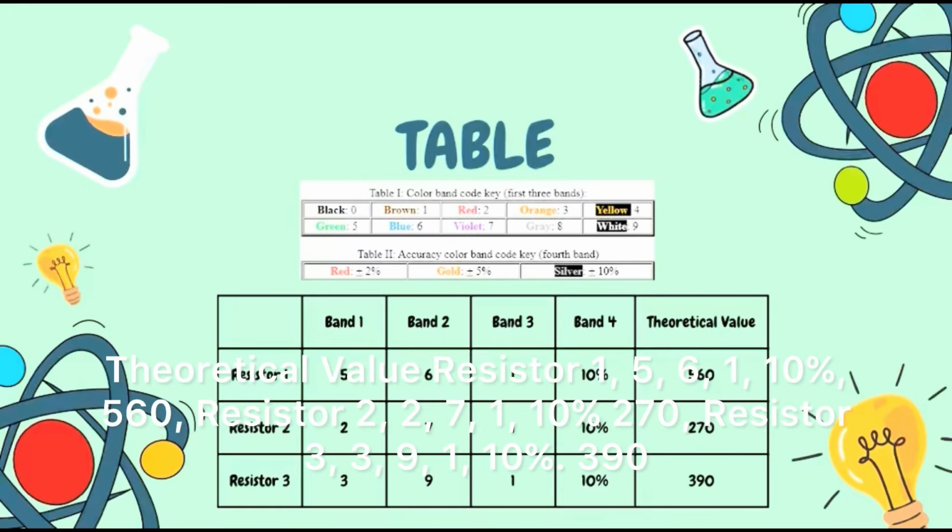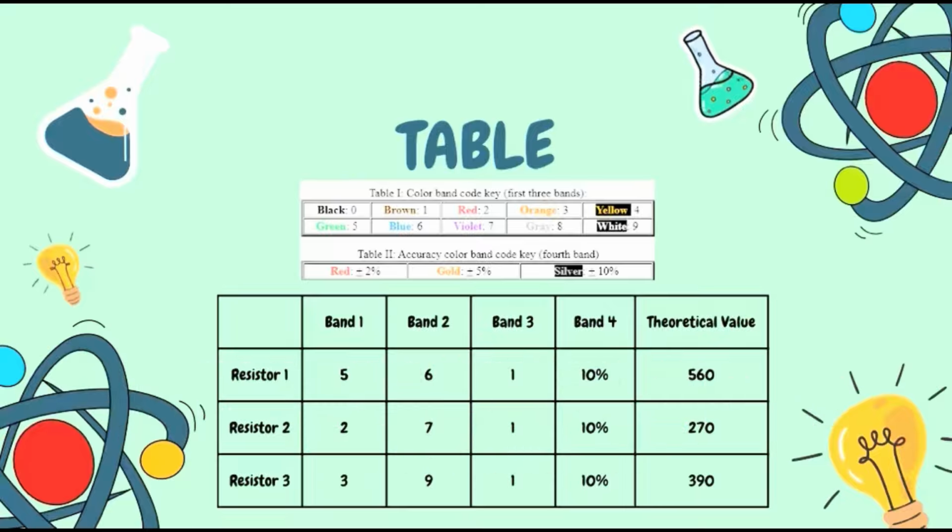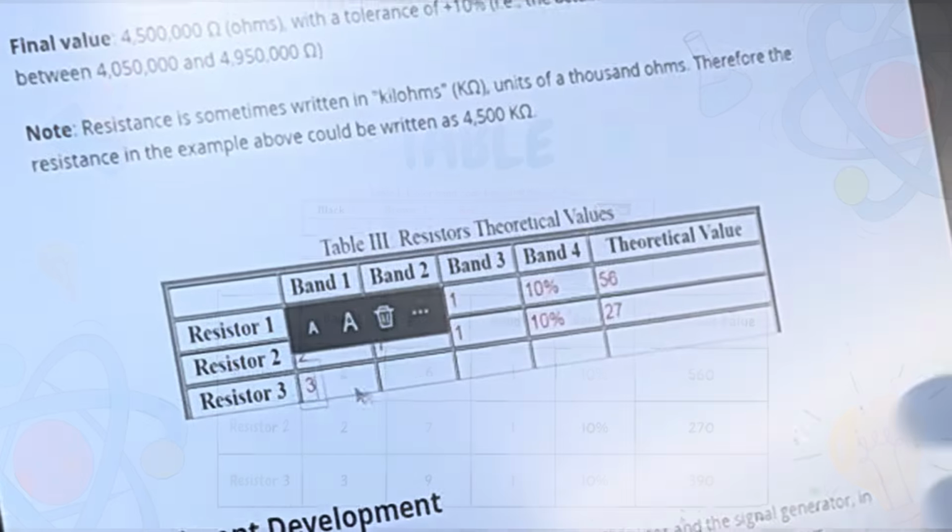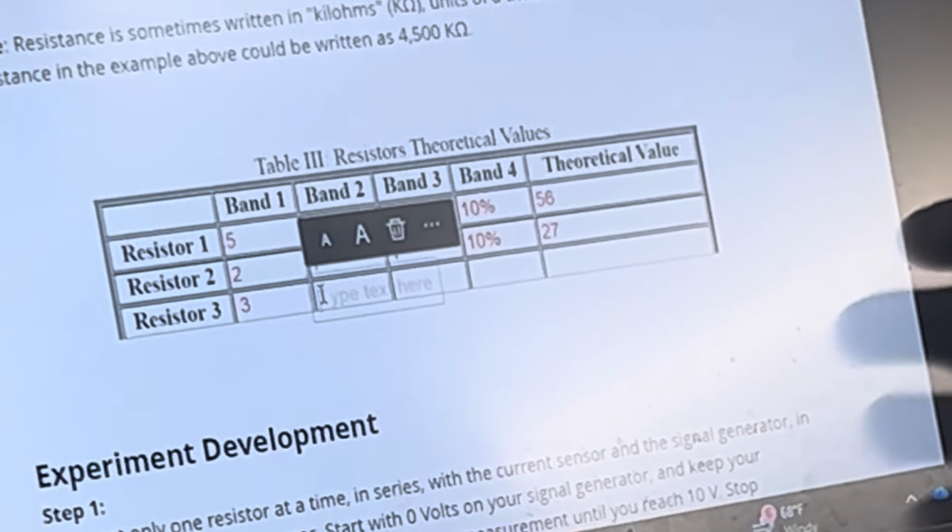Theoretical value: resistor 1, 56 ±10%, 560. Resistor 2, 27 ±10%, 270. Resistor 3, 39 ±10%, 390.